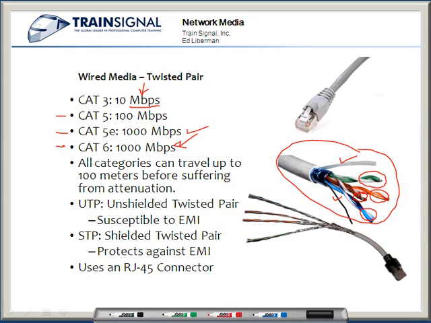Now, all of the different categories, so all twisted pair cabling, can travel up to 100 meters before suffering from something called attenuation. Attenuation is the deterioration of a signal over distance, and we could even say over distance and connections. The best way I like to describe it is if you were to stand, let's say, across a large room, a gymnasium, an auditorium from somebody else, right? You're on one side and you're on the other side.